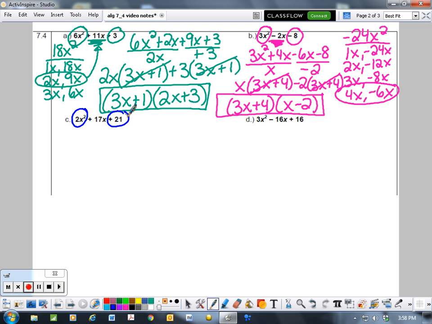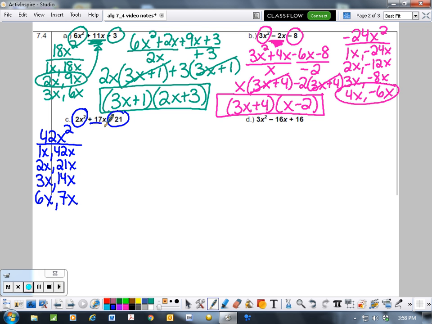First times last gives me 42x squared. So now I'm going to find all numbers that multiply to be 42x squared. So 1x and 42x, 2x and 21x, 3x and 14x. 4 doesn't go. 5 doesn't go. 6 goes. 6x and 7x. And it looks like we're done because the next number after 6 is 7, and that's already in our list.